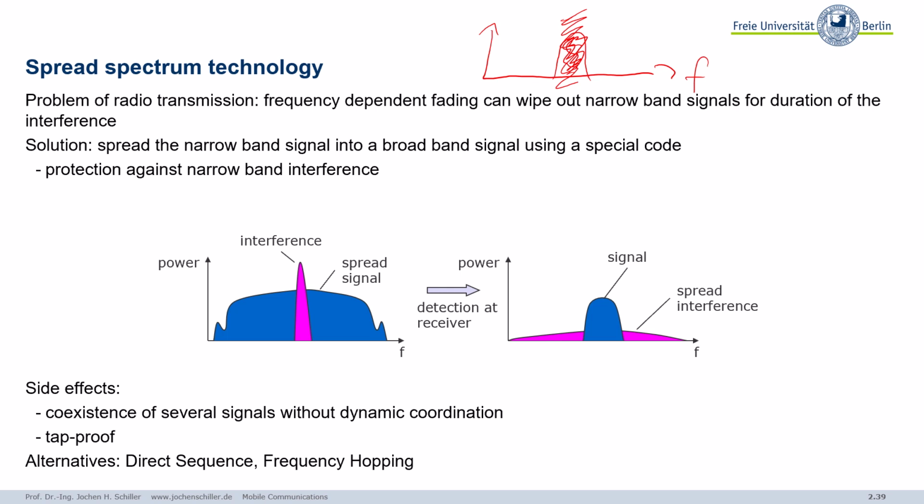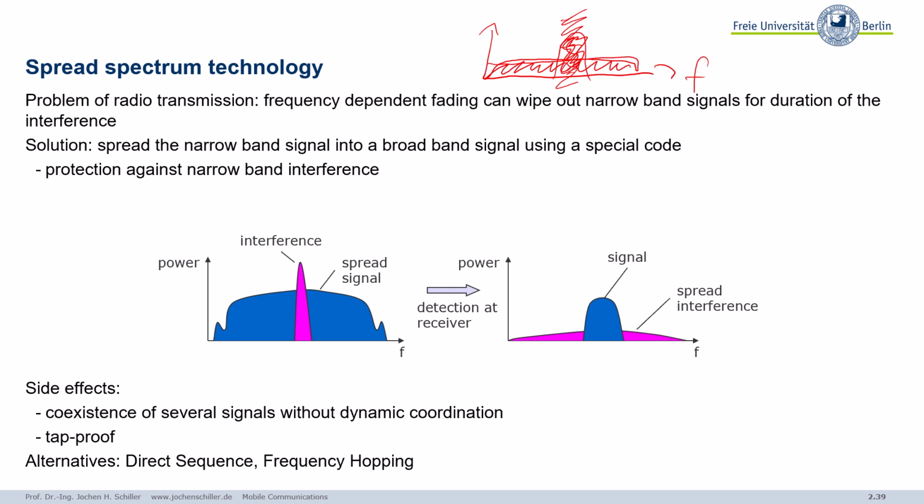So the basic idea now is, why not spreading the signal? Instead of transmitting only this narrowband signal, you spread the signal over a much larger part of the spectrum. So you spread the narrowband into a broadband signal using a special code. I will come back to this in the next chapter when I talk about CDMA technology. And then the signal is protected against narrowband interference.